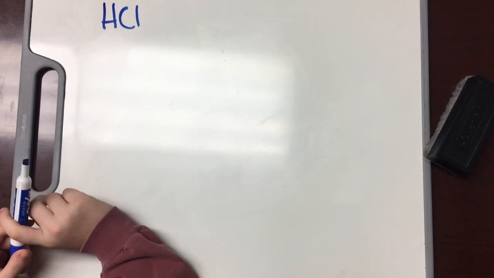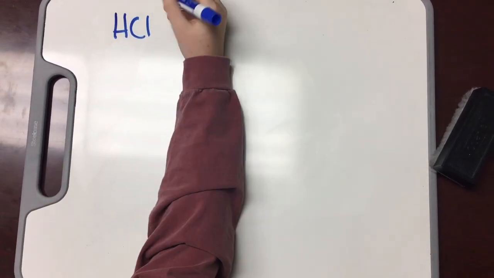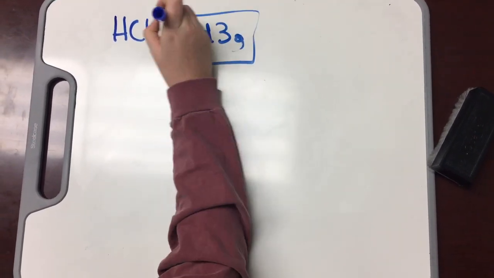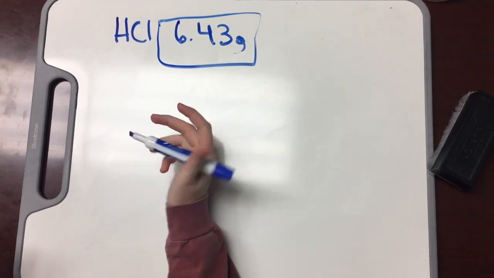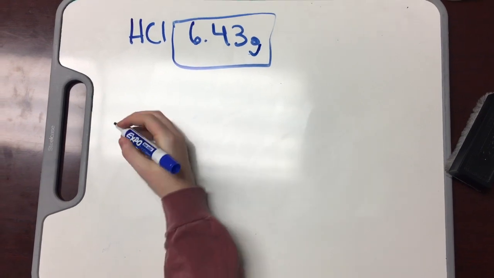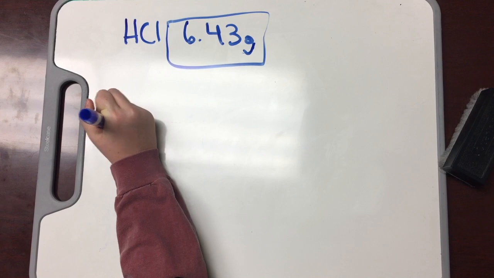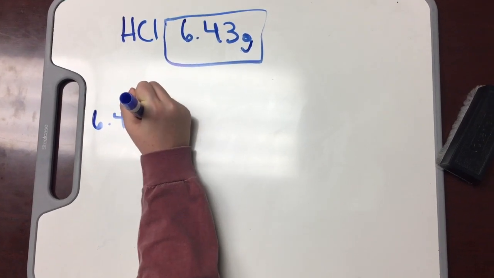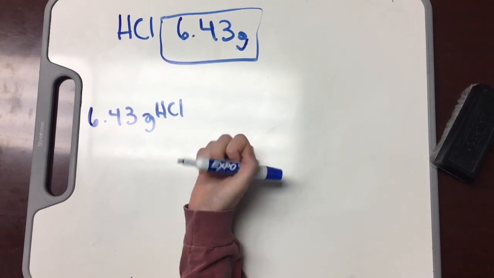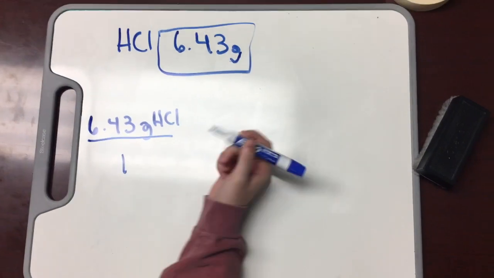So the problem says how many molecules in a 6.43 gram sample. Now, this is important because this is one of the main factors you have to plug into your formula. It's just a given number they give you. So first you're going to write this number, 6.43 grams, and make sure you put this because it's important. It's a neat way to keep everything organized. And you're just going to put it over 1.